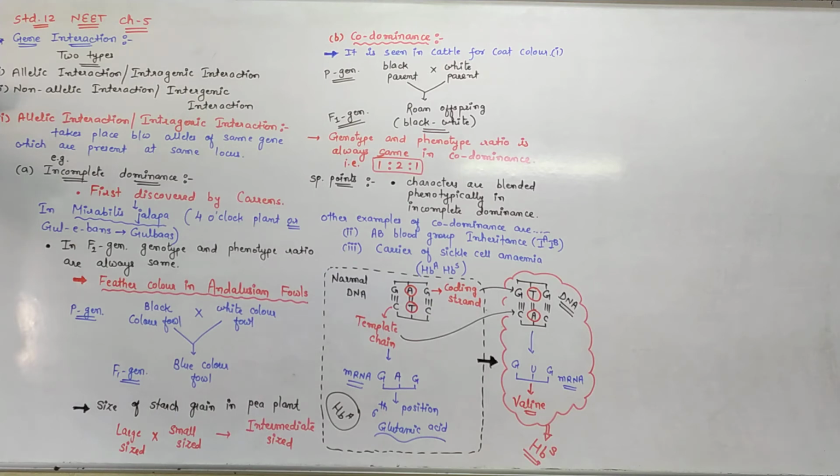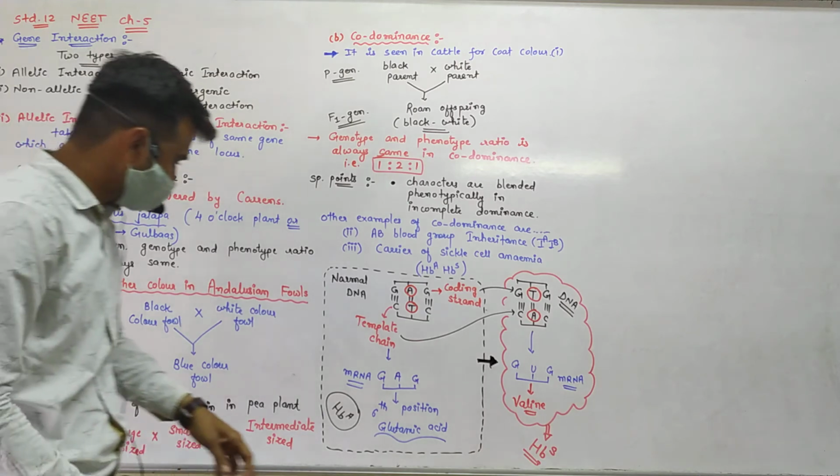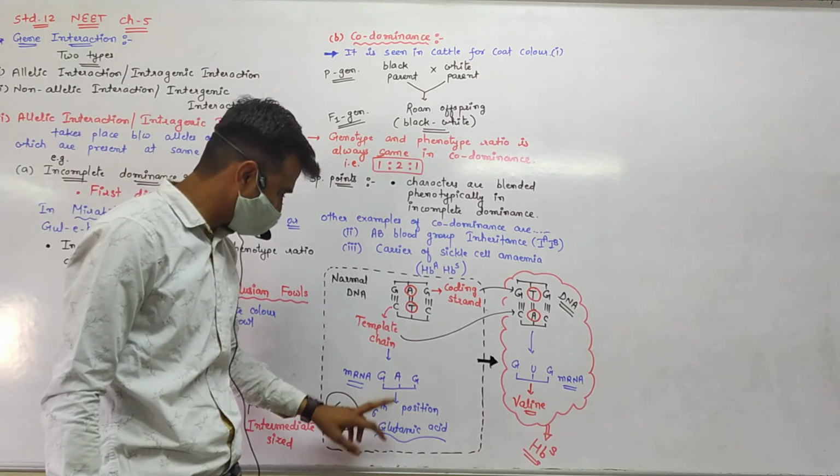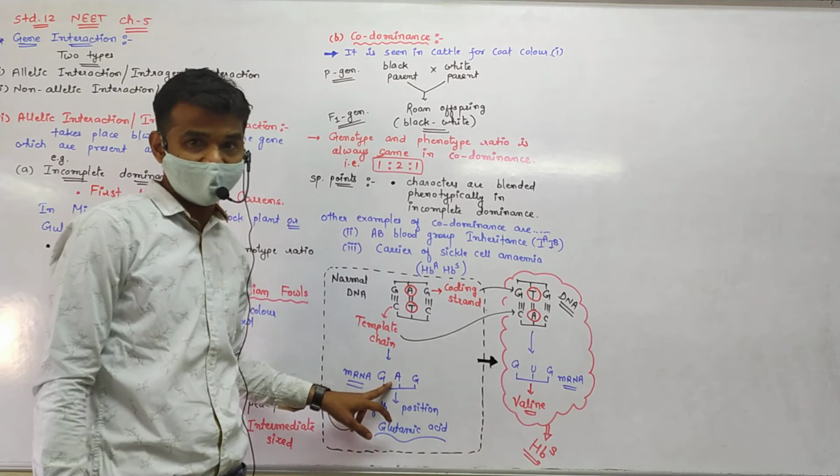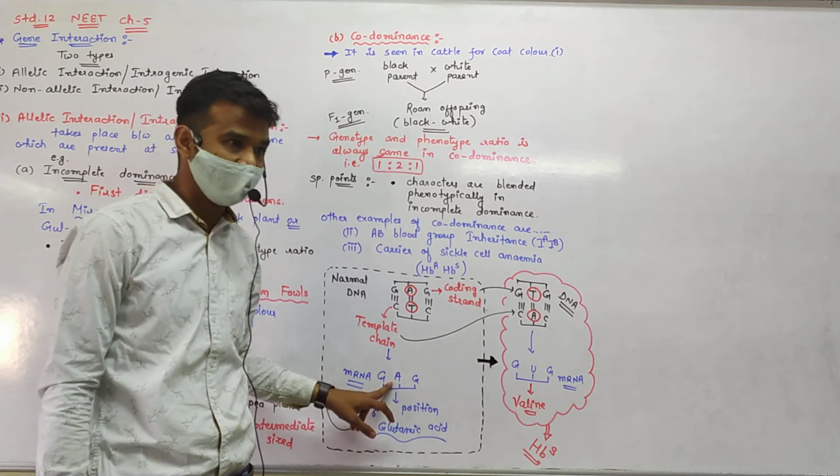Have you understood the normal hemoglobin of an adult first? The question is this. On the normal hemoglobin chain, on the 6th position, glutamic acid is there. First you understand it properly. So on the 6th position glutamic acid is there, and for that code, the triplet code, we say codon.